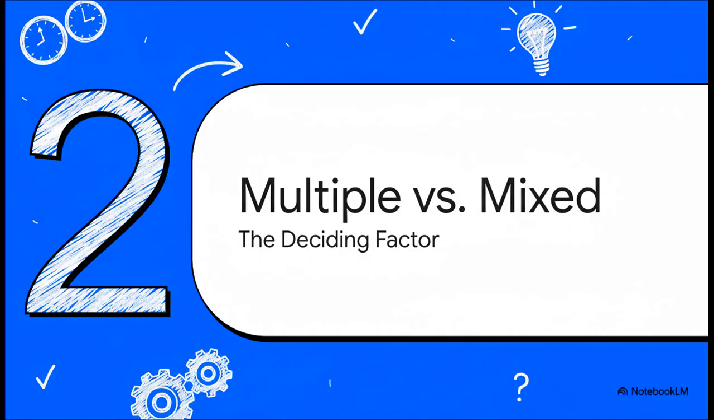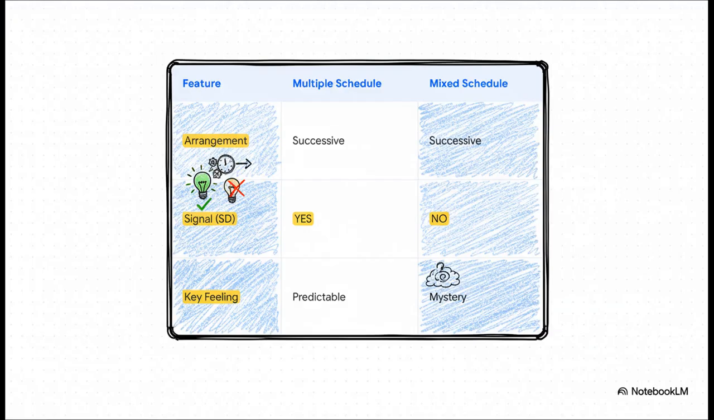Okay, so we've covered simultaneous. Now we're moving into the successive schedules, where things happen one after another. And this is where we tackle the pair that causes the most confusion, multiple versus mixed. But here's the good news. The only difference between them comes down to our second decoder question. Just look at how simple this becomes when you break it down this way.